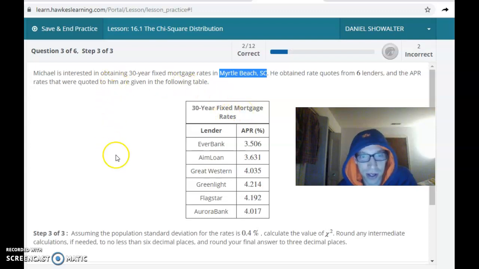But what we have here is a chi-squared problem. The first two steps ask us to calculate the sample standard deviation and the degrees of freedom. I'm going to do that here really quickly and then get to the main thing I want to do, which is calculate the chi-squared statistic.